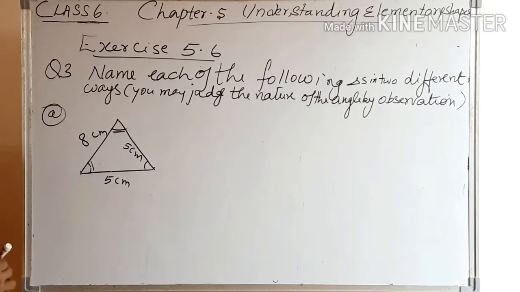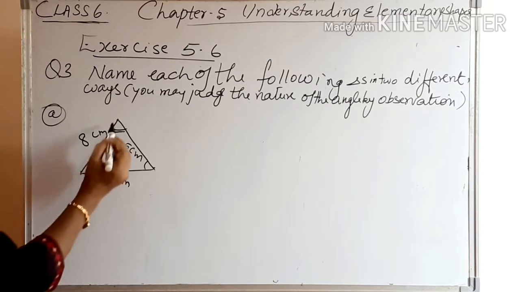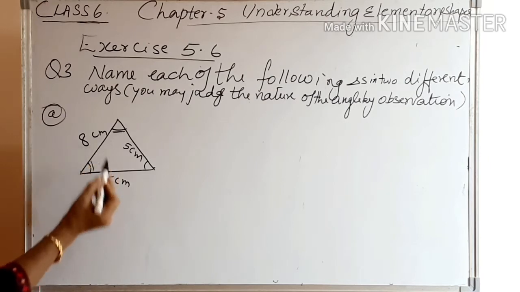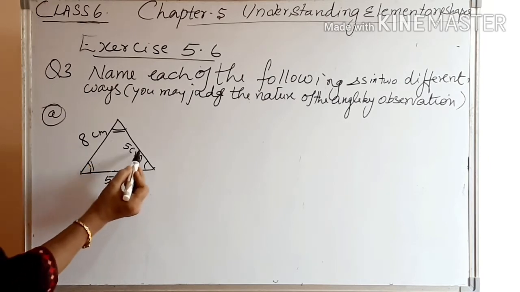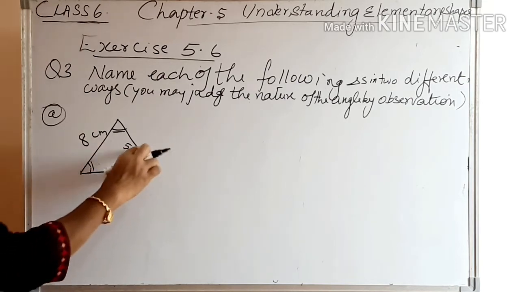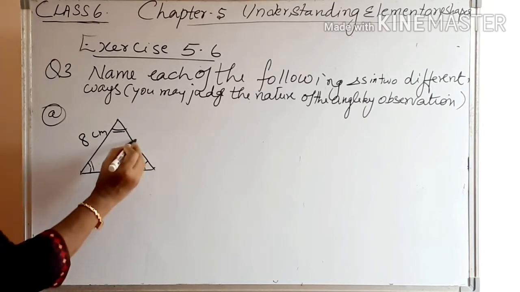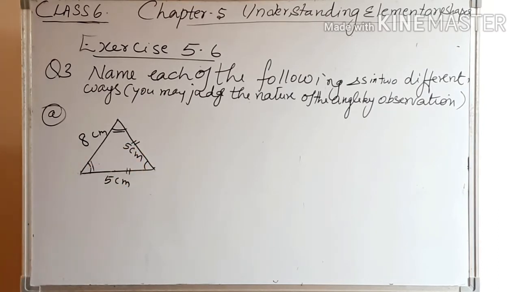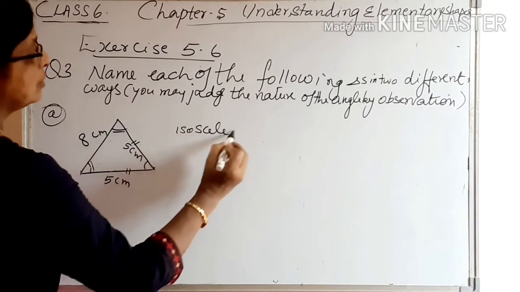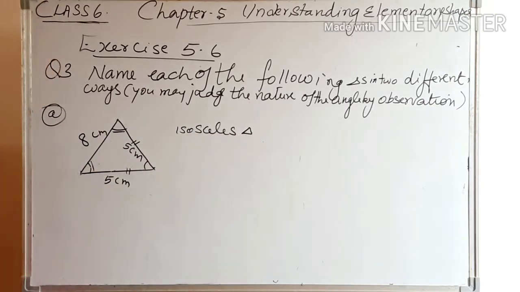First consider this triangle. Question number 8. The sides of the triangle is given. One side, that is 8 centimeter, other 5 centimeter, the third one 5 centimeter. From the figure it is clear that 2 sides are equal. This side equal to this side. 2 sides are equal, that means that is an isosceles triangle. Two different ways we have to say.